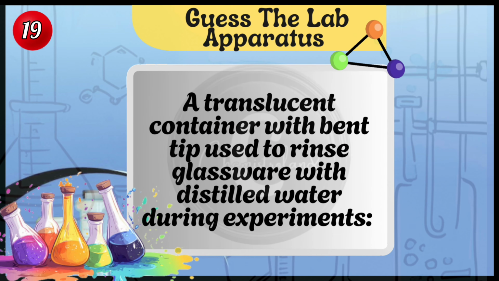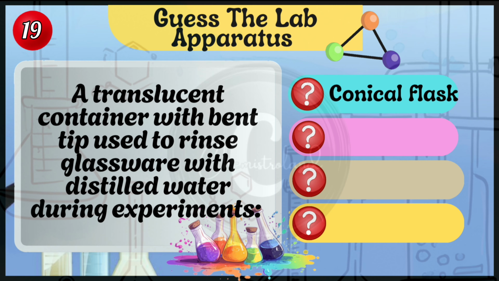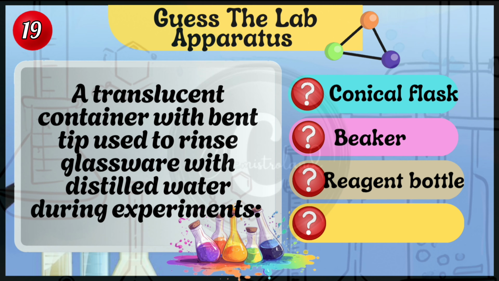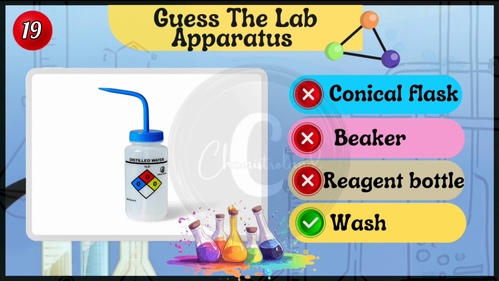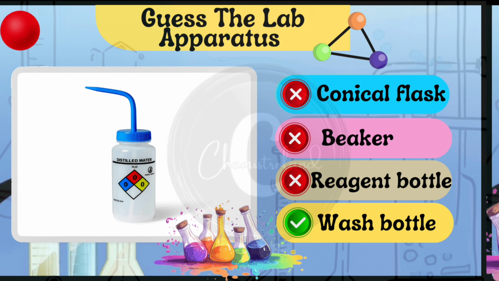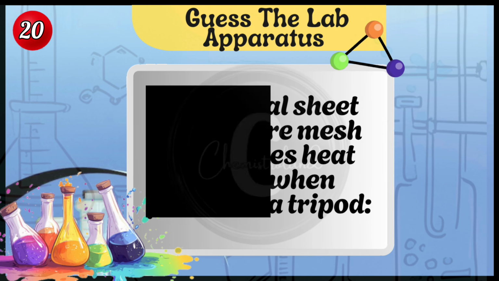A translucent container with a bent tip used to rinse glassware with distilled water during experiments. Clues are conical flask, beaker, reagent bottle, and wash bottle. Wash bottle.